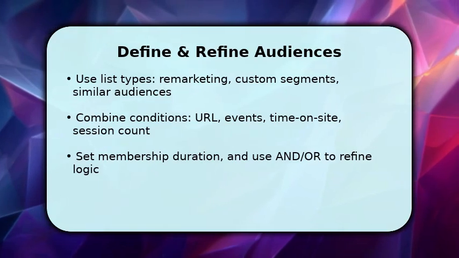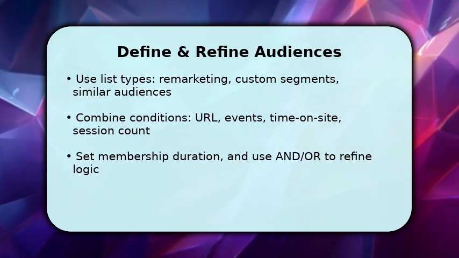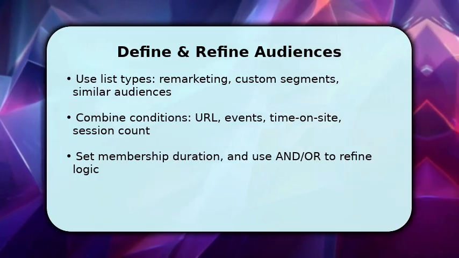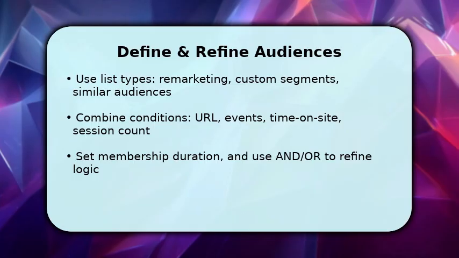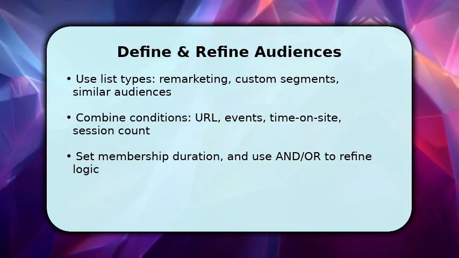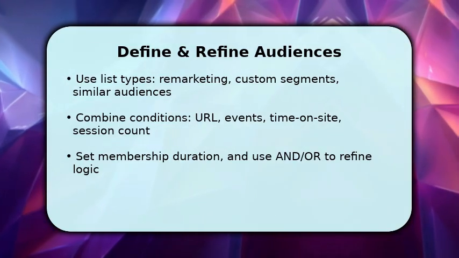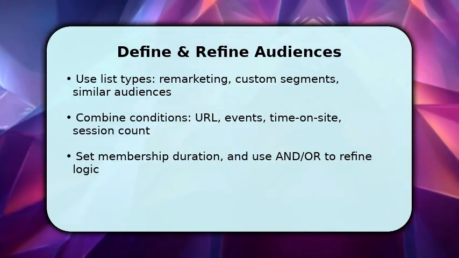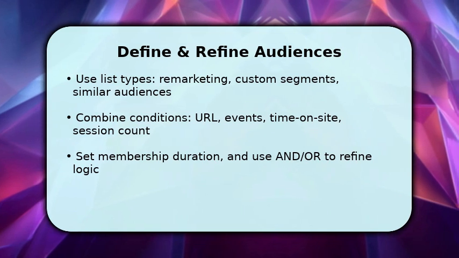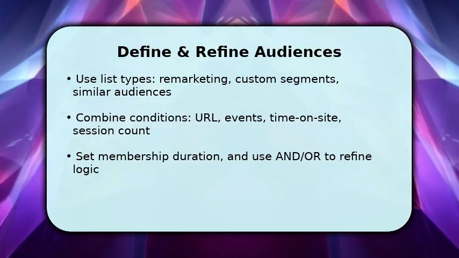Next, you define and refine audiences by choosing list types, remarketing, custom segments, or similar audiences, depending on intent. Combine conditions like URL parameters, specific conversion events, time on site, or session count to target behavior precisely. Set membership duration to control how long users stay in the list. Shorter windows focus recent intent. Use and/or logic to broaden or narrow segments, and preview estimated size to avoid too small audiences. Once satisfied, save and tag for campaign targeting.